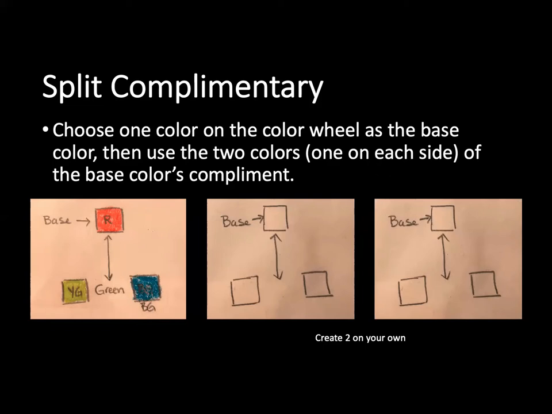What I would like for you to do is copy my one, and then create two split complementary color schemes on your own. Okay, so you should have a total of 3 in your notes. The one that I did showed a base color of red, the complement being green, but the 3 colors total that make up the split complementary color scheme are red, yellow green, and blue green. So those are the only colors that I actually gave an example with color, right? So then you need to draw 2 more. I'll give you a few minutes to do that.